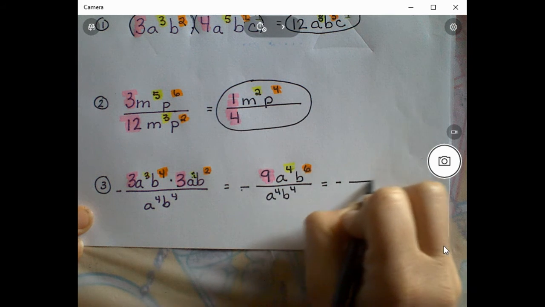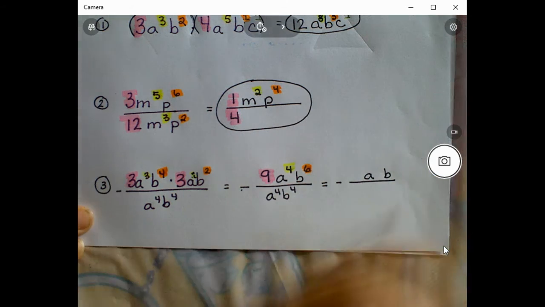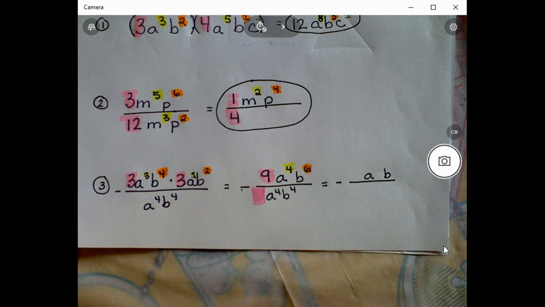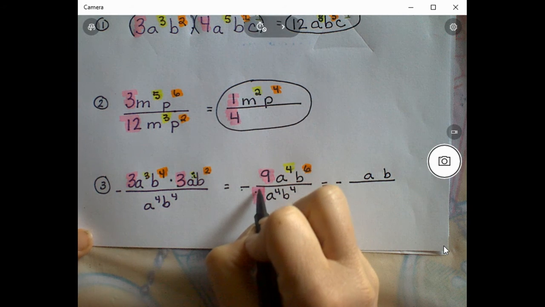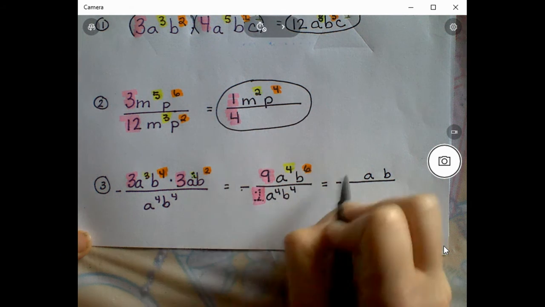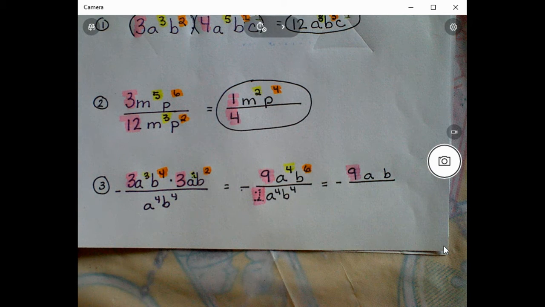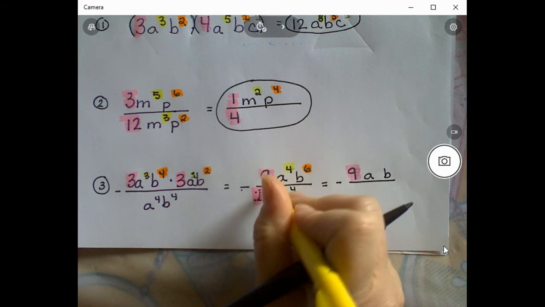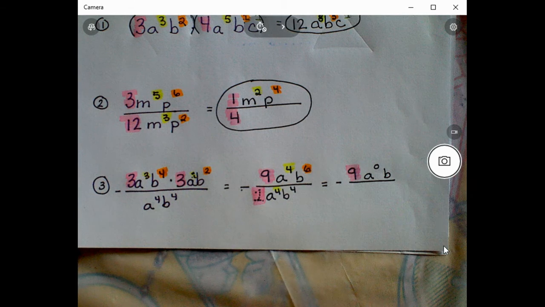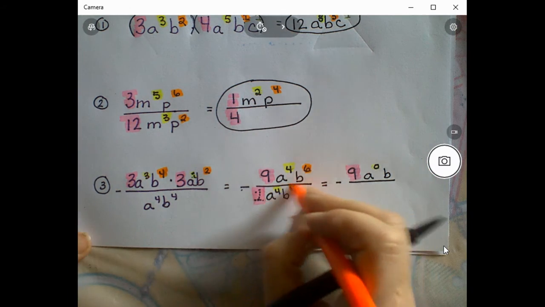We still have that negative there in our line. We have some A's and some B's, and we need to look at the coefficients. We have a 9 up here, and nothing is written right there. That means there is a 1 implied. 9 divided by 1 is 9. When you are dividing, you subtract the exponents. 4 minus 4 is 0. 6 minus 4 is 2.